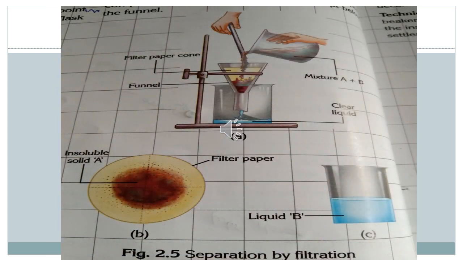Now, listen, children. First, we are going to see the first method, that is filtration. When we use this method, it helps to separate the mixture of insoluble solid A, whether it may be chalk or sand, from liquid component B, that is water. Example, we are taking sand and water.